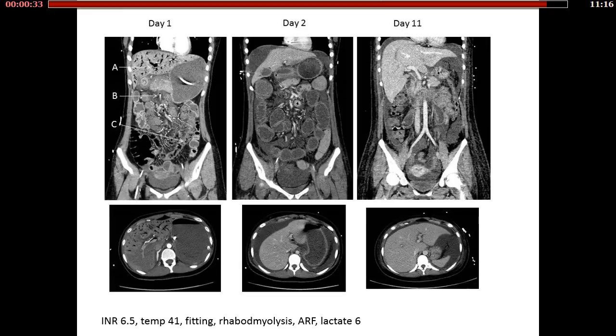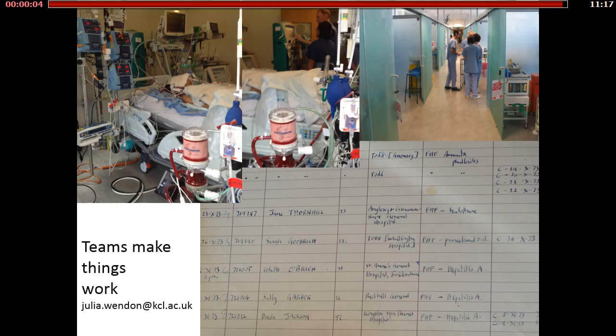Similarly, ecstasy, you can end up with the most amazing pictures as part of a hypothermic liver injury. Air right the way through the portal tract, all the way through the guts, temperature of 40, found fitting in a car park outside a club. You think that this must be an inevitable poor outcome. It's a young girl. In fact, this is on day 2 CT. The air is already being absorbed. Day 11, and a spontaneous recovery. So the ecstasies are very unpredictable.